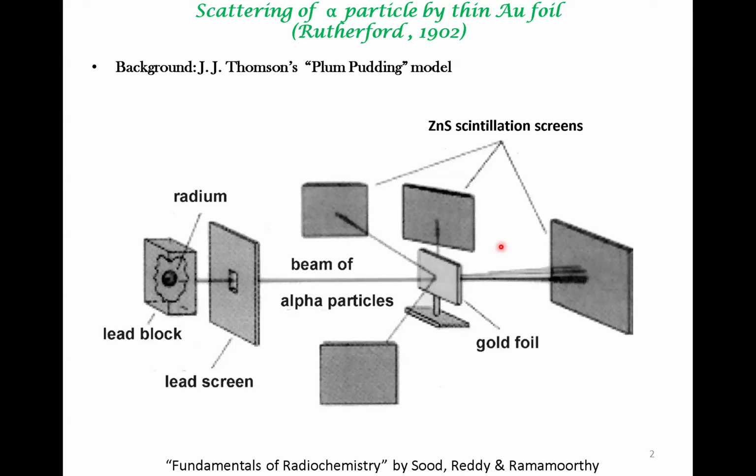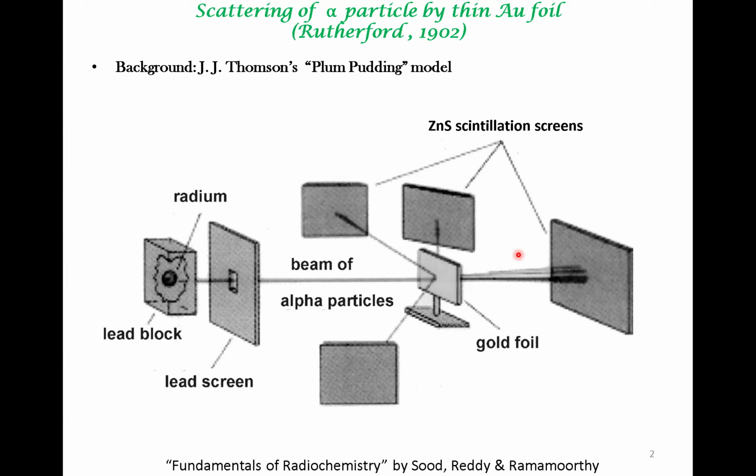These are what are called scintillation detectors, in the sense that if the alpha particle hits the screen, there will be light emission. So in a dark room, if you do this experiment, you would know where these alpha particles that hit the gold foil will scatter off. So that is the kind of experiment.